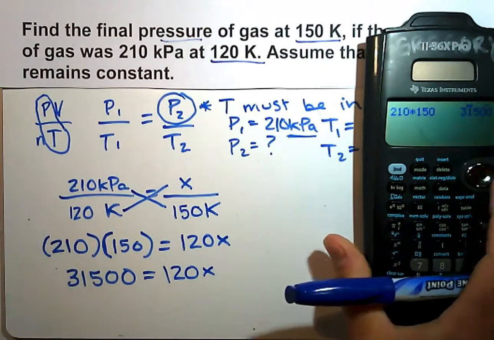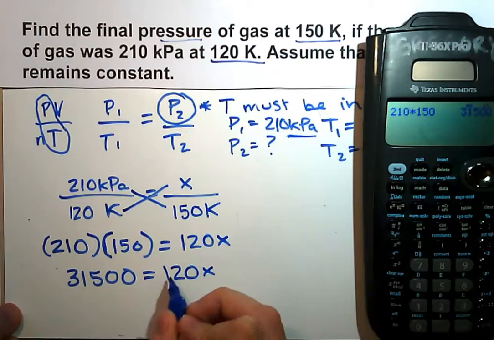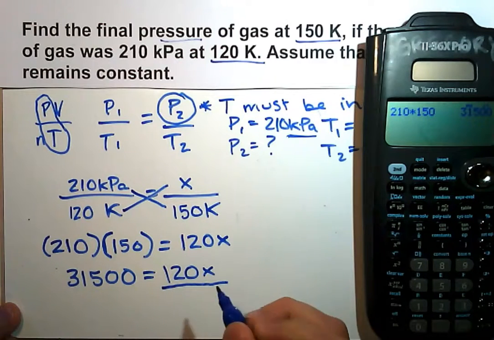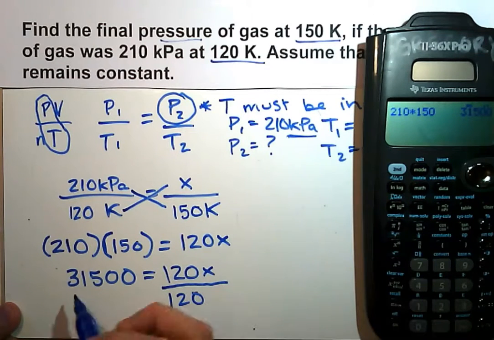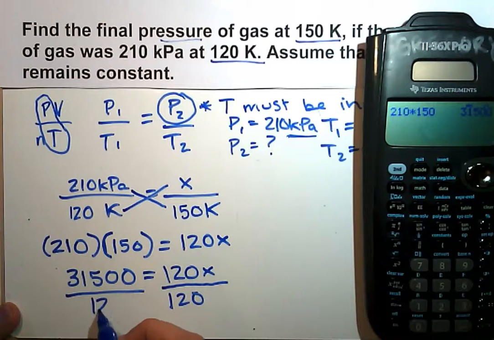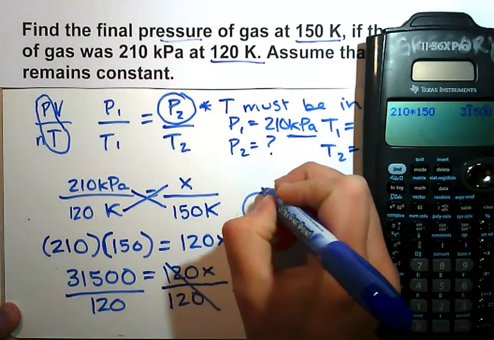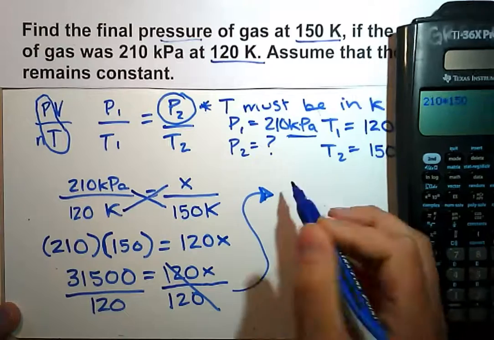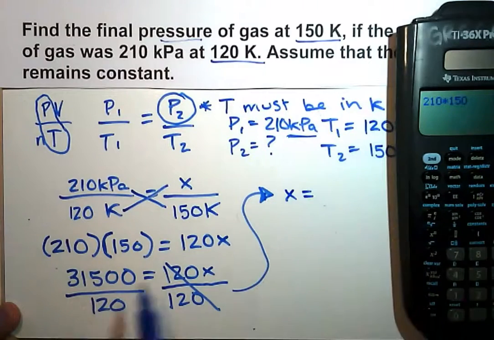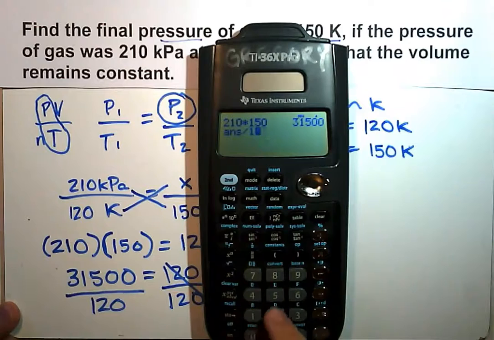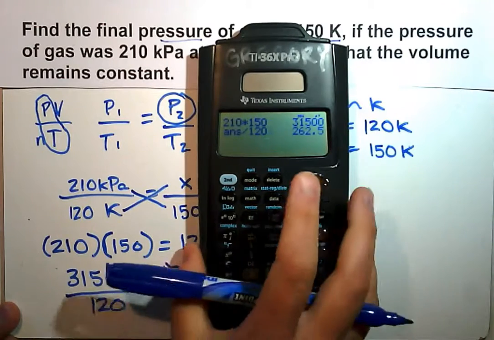And then last but not least, I just need to isolate X. Currently I have 120 times X, so the opposite of multiplication is division. I'm going to divide by 120 on both sides. So now, moving my work up here, I end up with X equals this divided by 120. Let's take this back, divide by 120. I got 262.5.